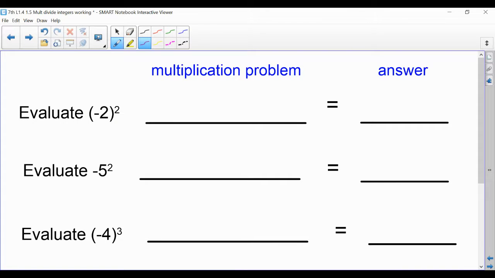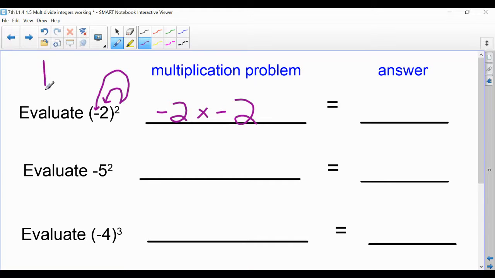Now we're going to look at what it looks like when we have negative integers that are combined with exponents. So our first example here, we have to evaluate (-2) to the power of 2. These parentheses here show you that the exponent applies to everything inside the parentheses, including that little negative sign. So the math problem for this one, we're multiplying -2 times -2.